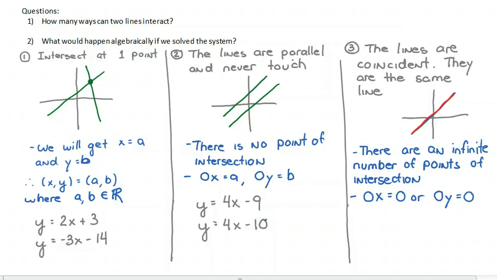And finally, if we want to write an example where the lines are coincident, we just write the same line out. And remember, I could multiply both sides, so I could end up here, this line is the same as well, because I've multiplied both sides by 2.